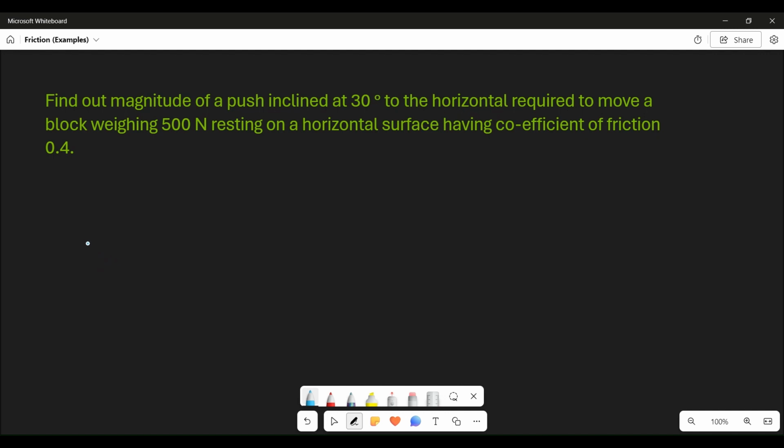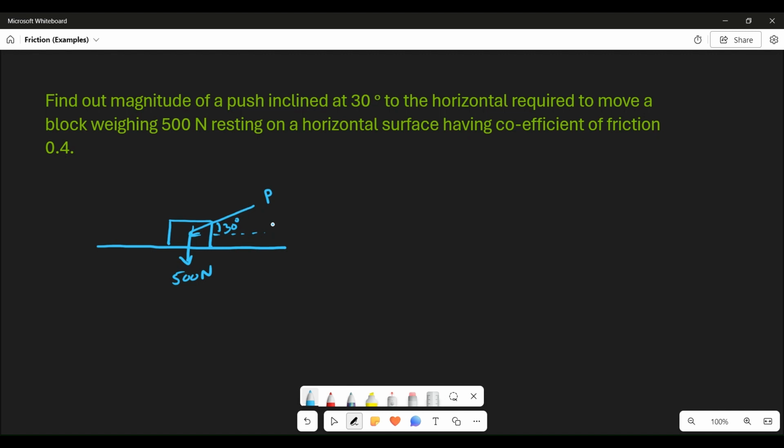So, let us draw the surface first. Right, you draw a simple horizontal surface, and a block is resting on the surface, and weight of the block is 500 Newton. So, we will draw a block here, and weight of the block that acts downwards is 500 Newton. Okay. Next, you will draw this push. Push is inclined at 30 degree. So, I will draw a force P at an angle 30 degree with horizontal, and which will be in the direction as it is pushing this block.